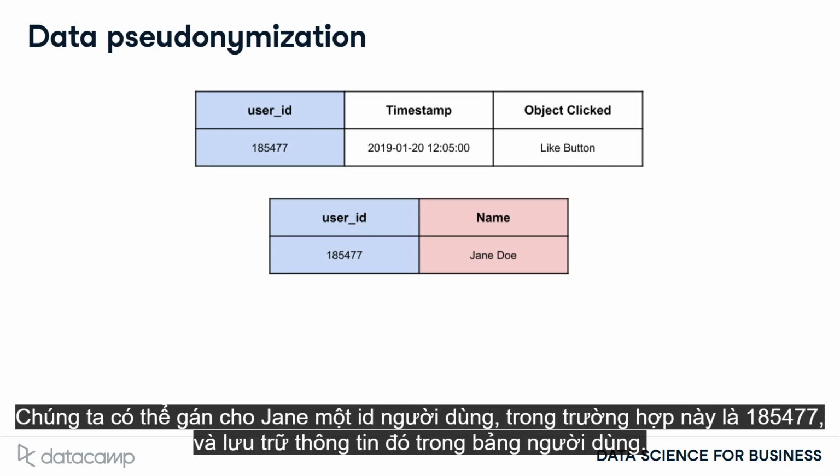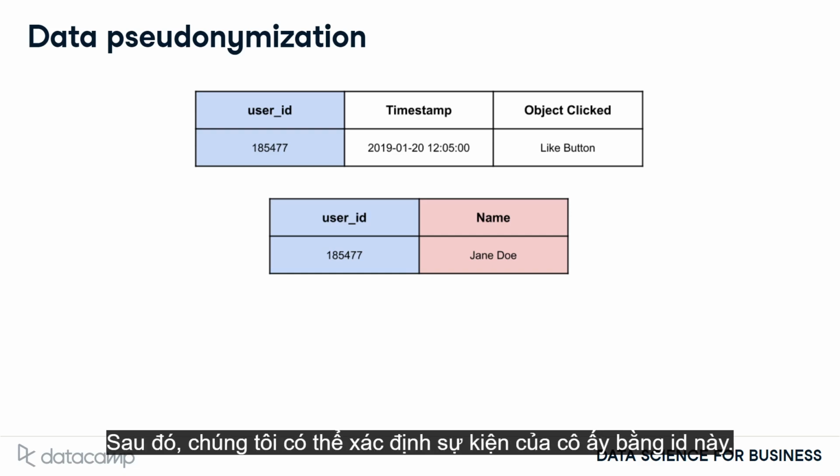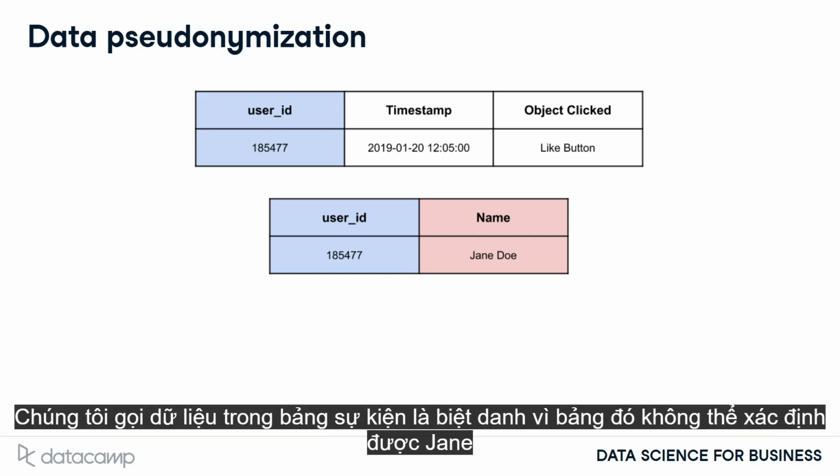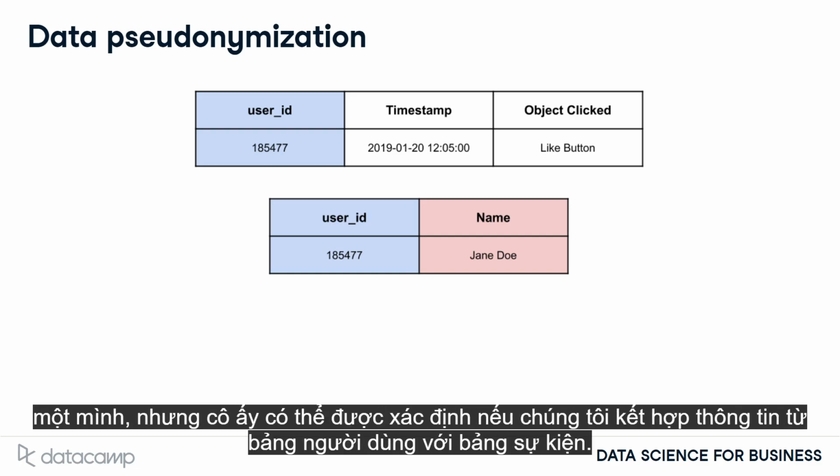We can assign Jane a user ID, in this case 185477, and store that information in a users table. We can then identify her event using this ID. We call the data in the events table pseudonymized because Jane can't be identified by that table alone, but she can be identified if we combine information from the users table with the events table.